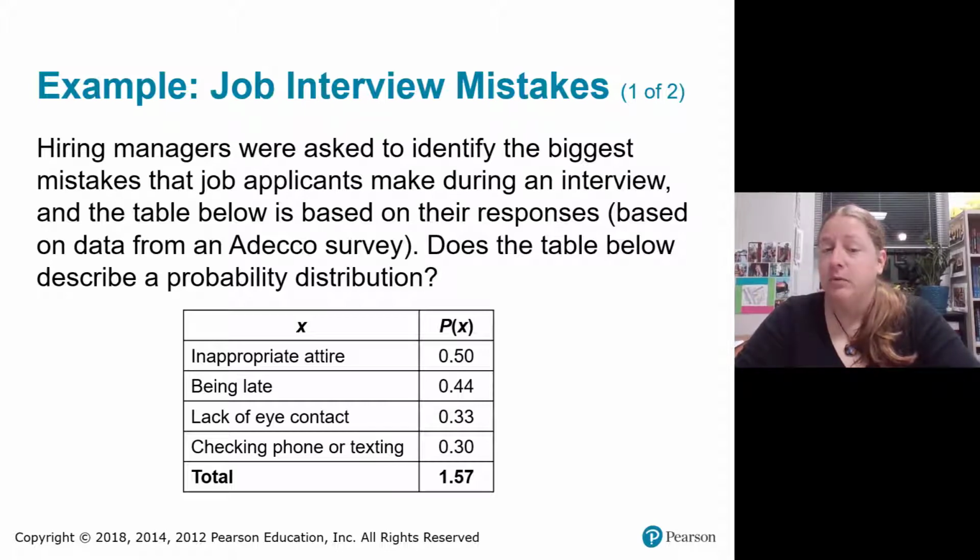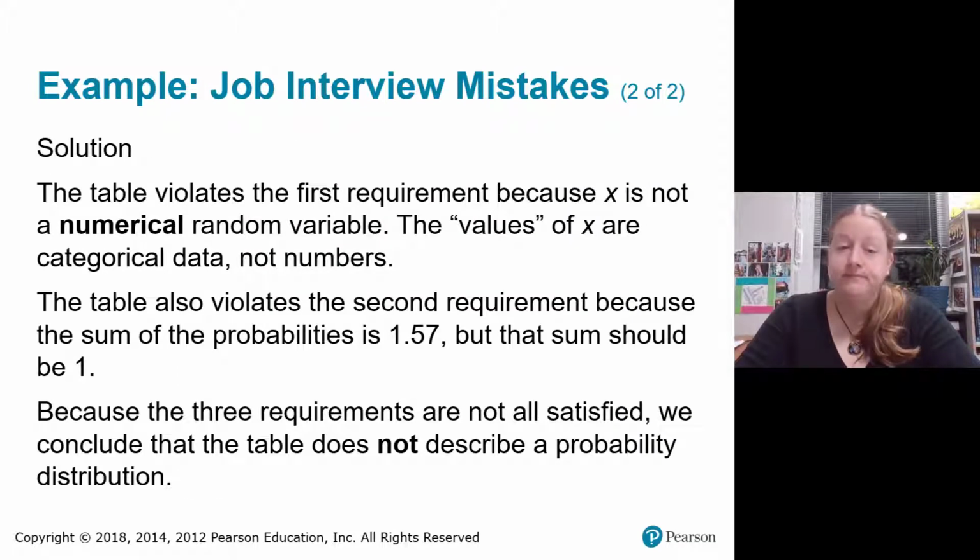All right, so looking at this, the values that x takes are a bunch of words, so it's not numerical data. And when we look at the sum of the probabilities, it's 1.57. It's not 1 or anything that could have been rounding errors different from 1. Each of the values that x takes on is assigned a probability though, so it's got something going for it. But at the end of the day, because the first requirement fails because it's not numerical values, they're categorical instead, and because the sum fails to be 1, then it is not a probability distribution. All it takes is one of those 3 criteria failing for it to not be a probability distribution. Here there's kind of overkill by 2 of them failing.